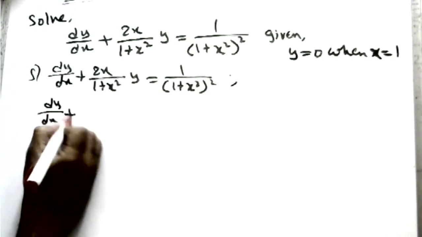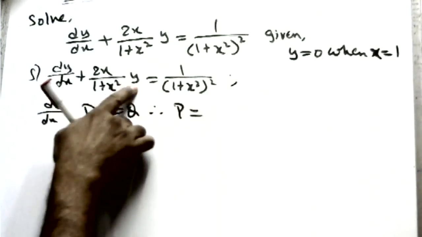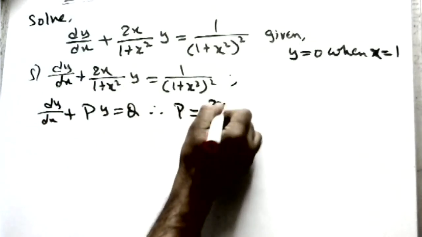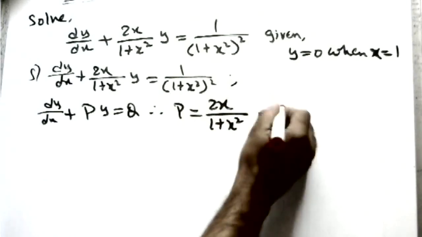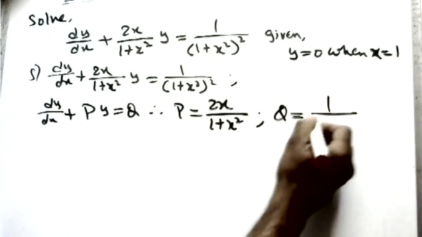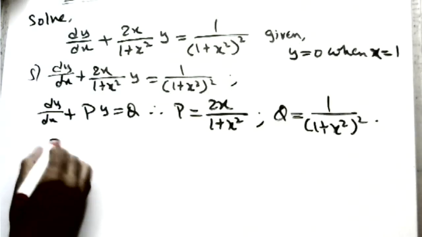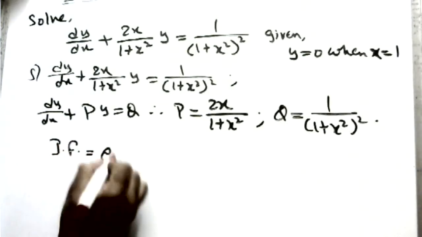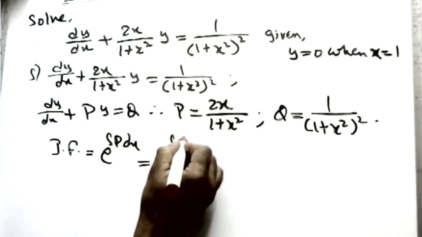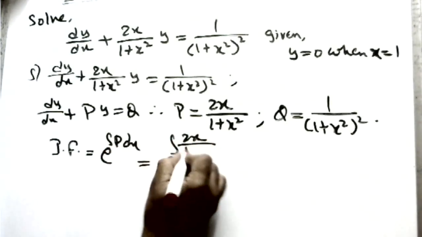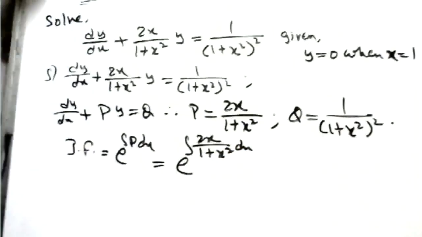Now compare this with the general form, dy by dx plus py equals q. Therefore, what is the value of p here? p is 2x by 1 plus x square, and q equals 1 by 1 plus x square whole square. The first step is the integral factor. Its formula is e to the power of integration p dx, that is e to the power of integration of 2x by 1 plus x square dx.